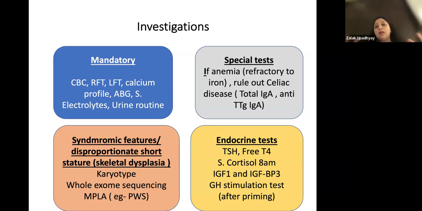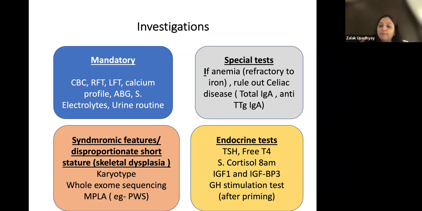And then what you do, total IgA, anti-TTG IgA as we discussed. Endocrine test, obviously free T4, TSH, thyroid. Hypothyroid, you have to do T4 and TSH. Hyperthyroid, you do T3, T4, TSH. Cortisol 8 AM, only when thyroid and cortisol are normal, only then you can go ahead with growth hormone stim test. You have to remember that. IGF-1 and IGF-BP3, according to weight and height, you have to interpret.